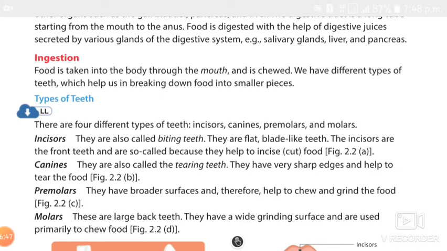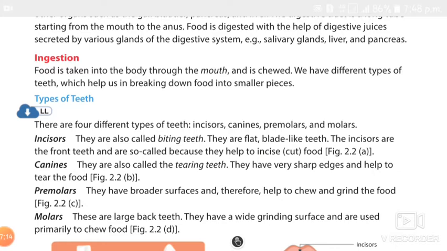The molars are also called crushing and grinding teeth. You know that they are present on the large back teeth. They have a wide grinding surface and are used primarily to chew the food. So, 4 types of teeth we studied.